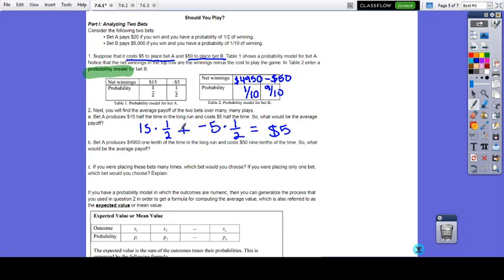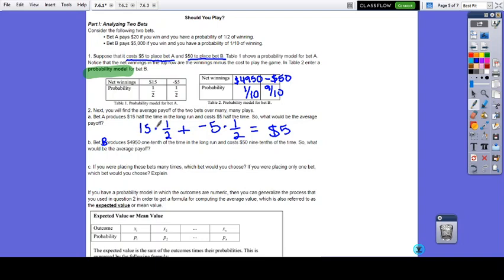But what if these two probabilities are not the same? So looking at table 2 there, this should say bet B produces $4,950 1/10 of the time in the long run and costs $50 9/10 of the time. So what would be the average payoff here?